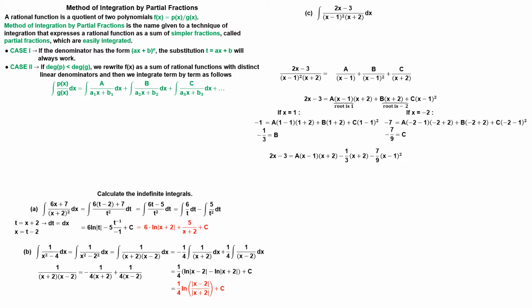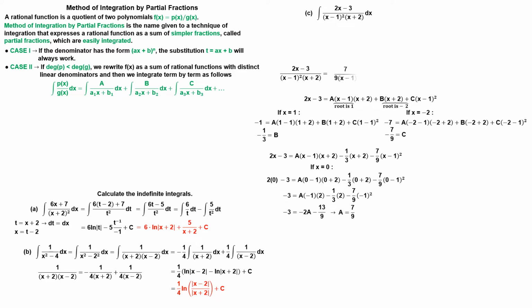We plug into the last equation the known values of b and c, and we are free to plug in any other value of x. Let's try x equals 0 and solve for the unknown a. We put these results into the a, b, and c in the equation above, and we can split the original integral into three simpler fractions that can be easily integrated.